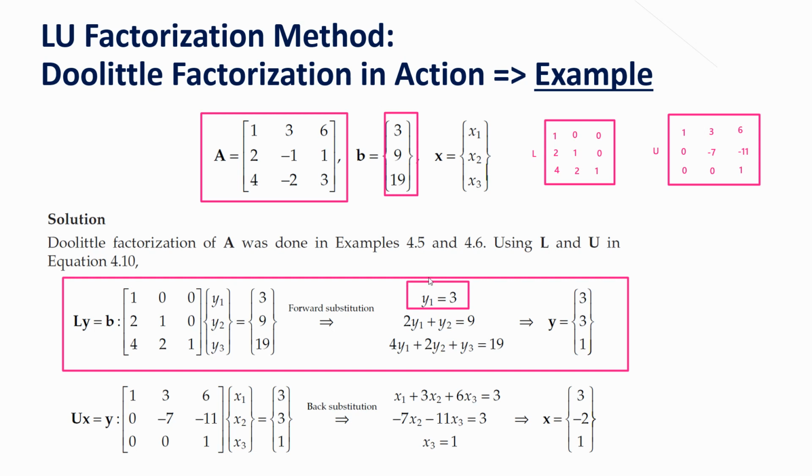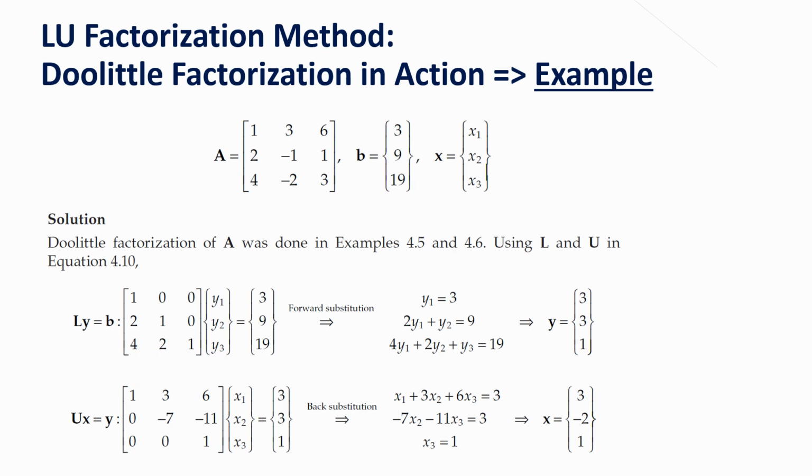Okay. And what about the other one? This one means that 2 multiplied by y1 plus 1 multiplied by y2 plus 0 multiplied by y3, right? So here's the second one, we have this formula. And finally we have the last formula. Here, 4 multiplied by y1 plus 2 multiplied by y2 plus 1 multiplied by y3 equals 19.